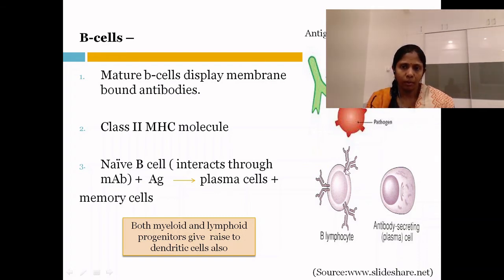Now, through such membrane-bound antibodies, when the B cell comes across a matching or complementary antigen present on the surface of a pathogen or a toxin, it interacts and proliferates into plasma cells and memory B cells.